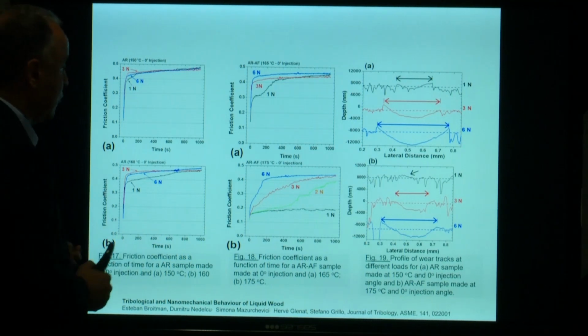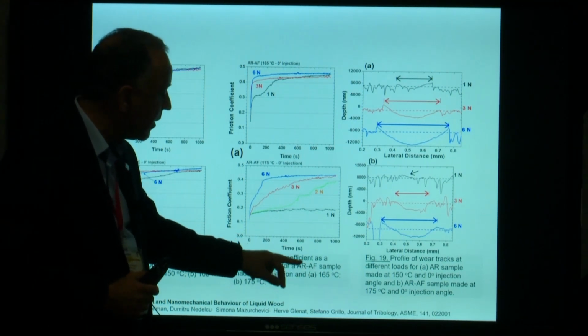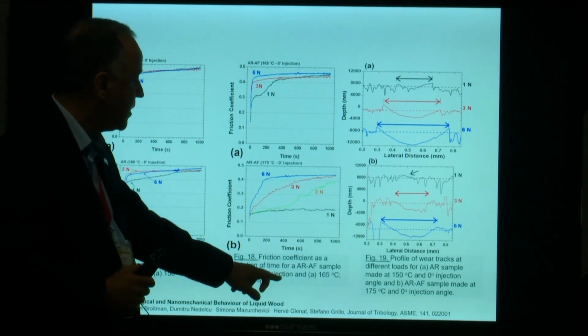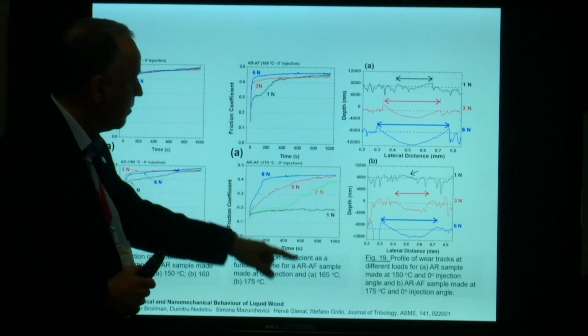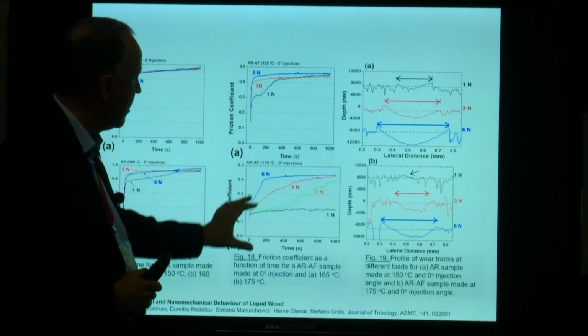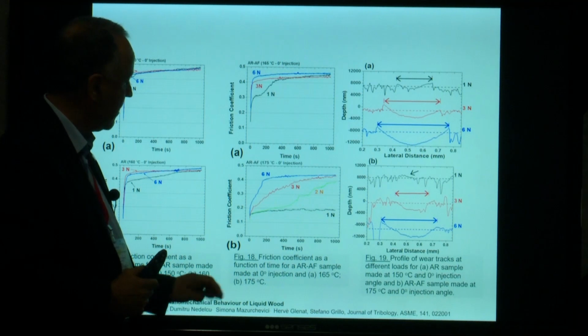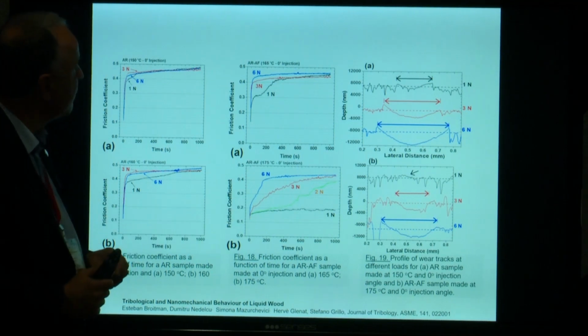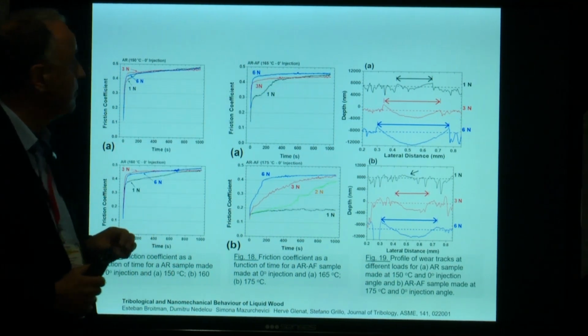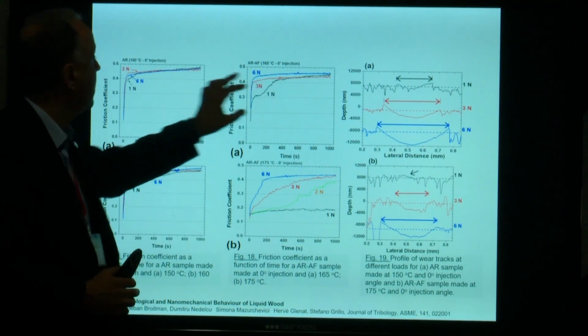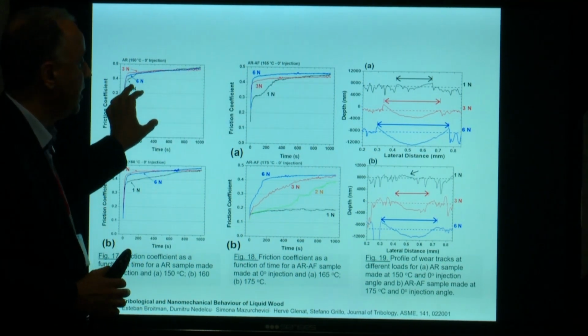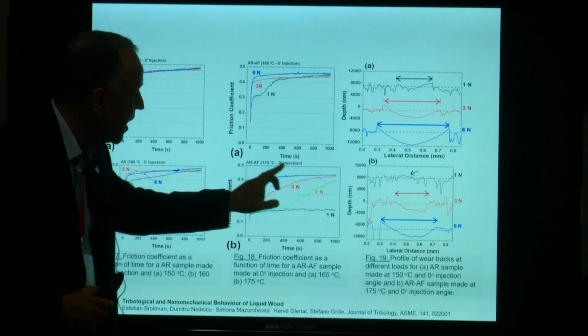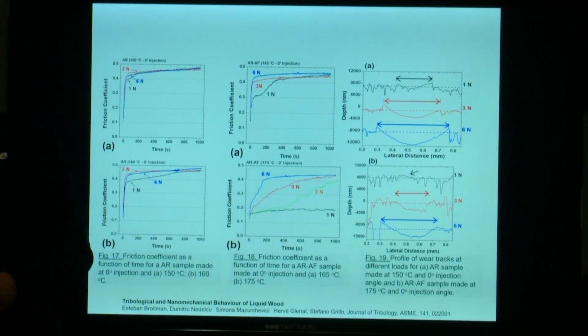If you go further to the next one, our material reinforced with aramid fiber, you can see 0 injection angle, melting temperature 165, and of course 0 injection angle, but with the increased melting temperature, 175. So the first one could be, let's say, the same as the base material. But something strange happened here in the case of 175 Celsius degrees as melting temperature.